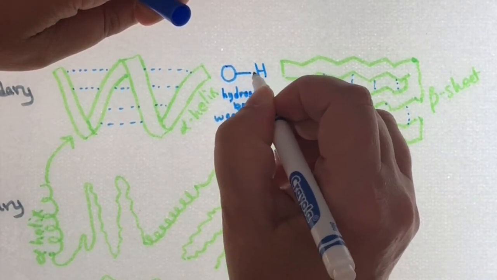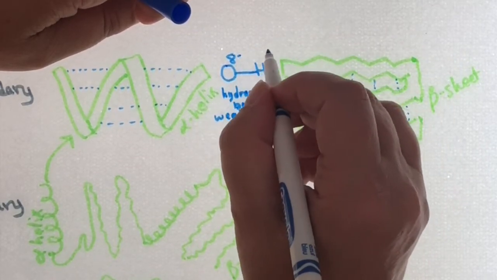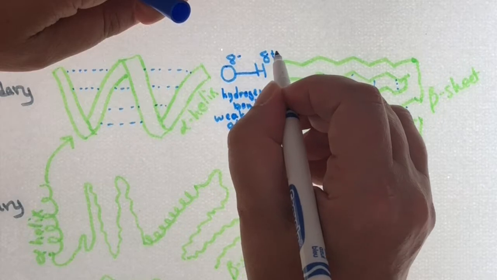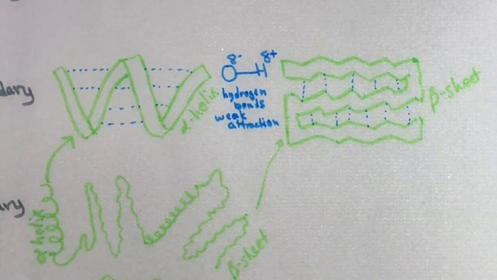But it's a bond between a partially negative oxygen atom and a partially positive hydrogen atom. I'm annoyed that I did not actually use a dotted line between these two. But anyway, picture a dotted line. Draw a dotted line instead of a solid line between the two.